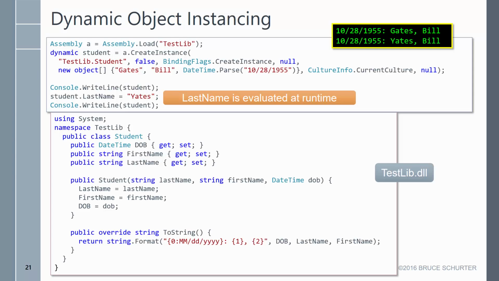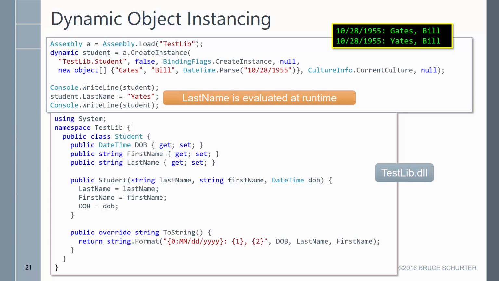So when I create this student using the dynamic keyword as opposed to, for instance, object, it allows me to make calls such as setting the last name. But first, let's take a look at how you use the createInstance call. So the first parameter is going to be the fully qualified name of the class we are trying to create an instance for. The second parameter indicates whether or not we should ignore the casing of the characters. In this case, testlib.student. I know the spelling, so I can say false.